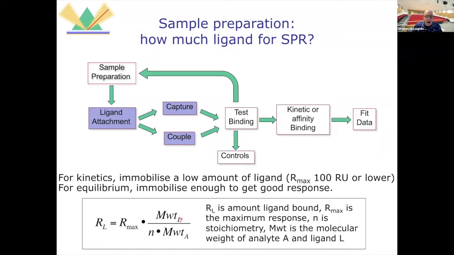So you can imagine that if you had a very, very small analyte, say a small molecule, that's going to be much, much smaller than an ordinary protein. So to get a good response, you're going to have to put quite a lot of the ligand on the surface. Conversely, if you had a very, very big analyte, then you only need to put a small amount of ligand on the surface, and you'll get a big response because you're putting on a big mass.